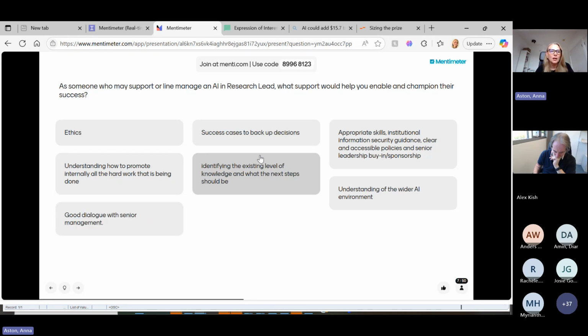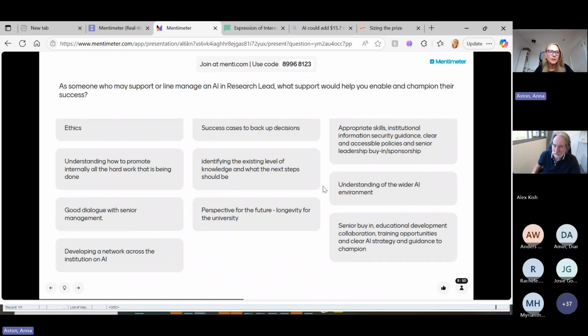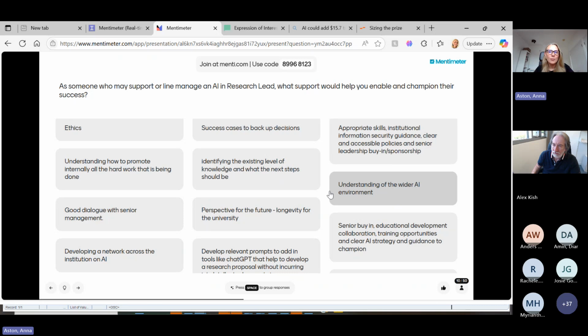So it's kind of, you may be in a line managing position and be a champion at the same time, but you have again your own line manager. So the question is basically how could you support this individual? What would be needed? Ethics, success cases to back up decisions, appropriate skills, understanding how to promote internally all the hard work that is being done.